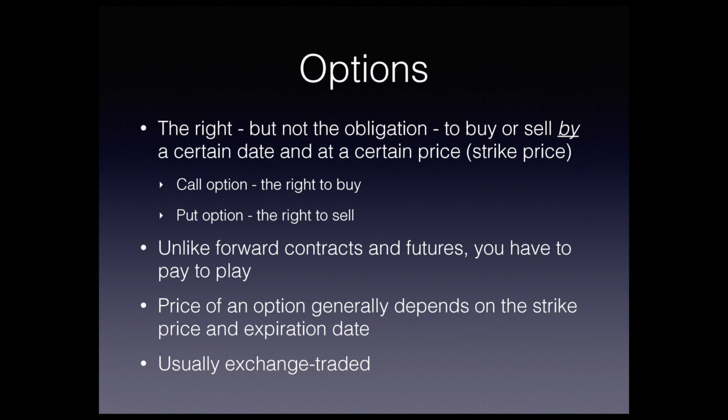There are two kinds. There's a call option, which is the right to buy, and a put option, which is the right to sell. But unlike the forward contracts and futures, you have to buy these options. It's a pay-to-play type of thing. And the price of the option is going to depend on the strike price and expiration date. Typically, these are traded on exchanges, and the exchange will set the strike prices based on the movement of a stock or the underlying commodity during the process.